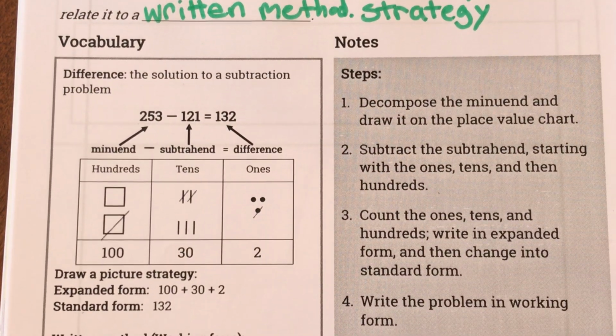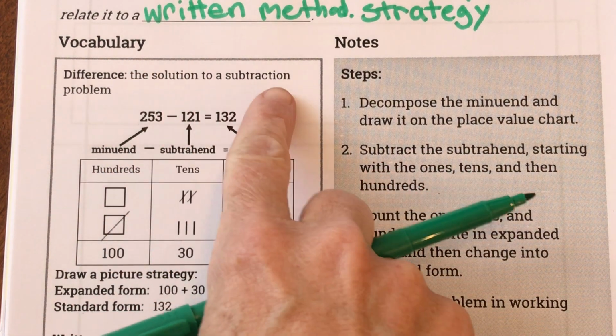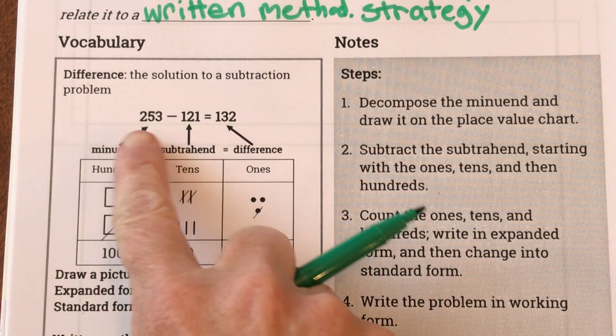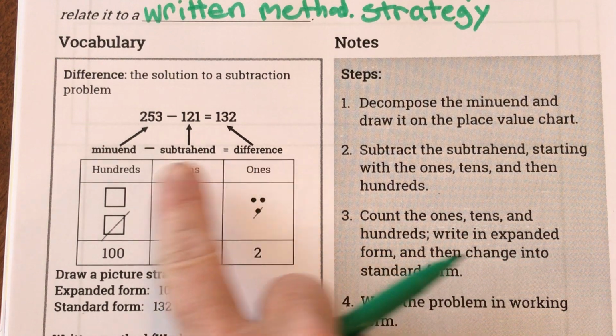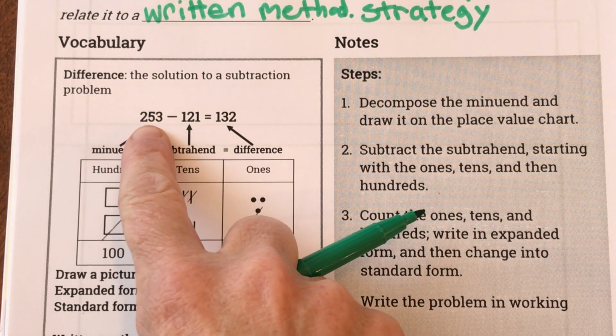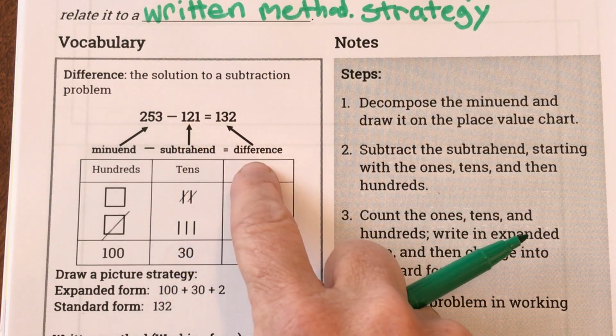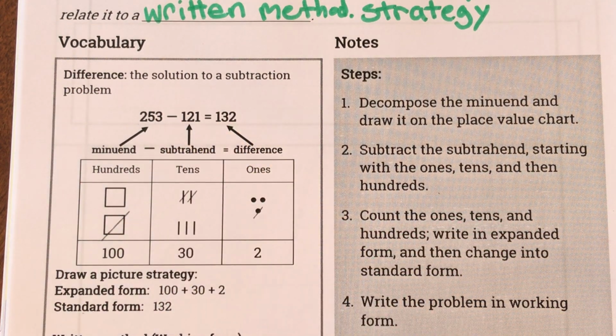And they're just reminding us that difference means the solution to a subtraction problem. So the solution also means the answer to a subtraction problem. And then here they're reminding us of our vocabulary for subtraction. Our minuend is what we start with. Our subtrahend is what we subtract, and our difference is our answer or solution. And then they're giving us an example here.